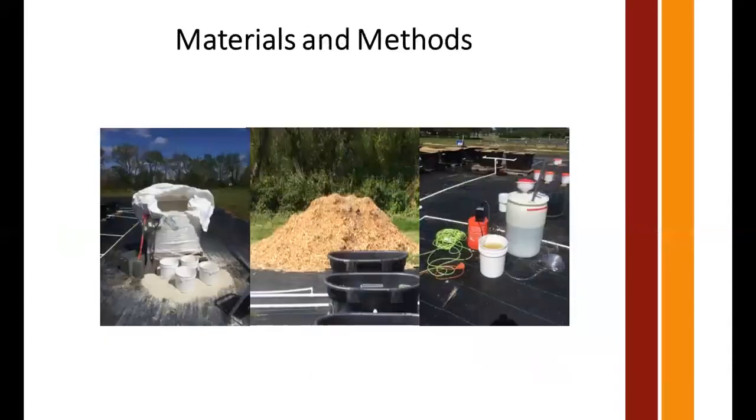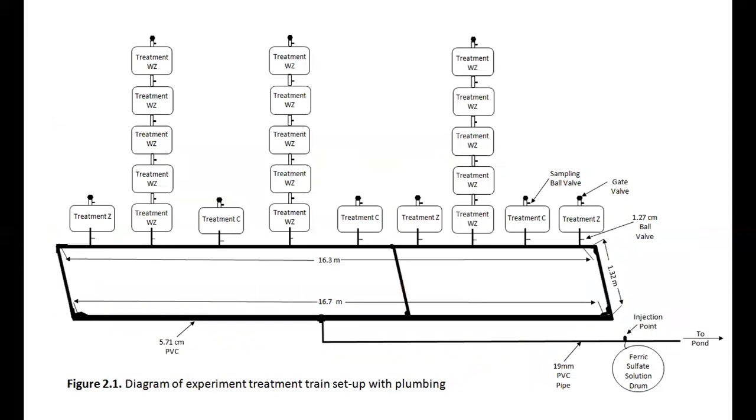And then the three raw materials used in the experiment were zeolite on the left, wood chips in the center, and on the right is an image of the ferric sulfate injection point. Okay, now here is a diagram of the layout of my experiment. It was a completely randomized design. I'll go into this image in more detail.